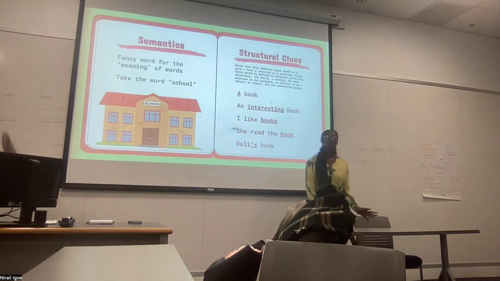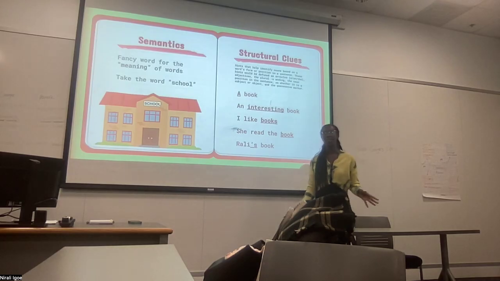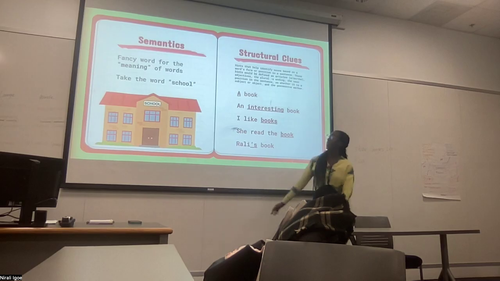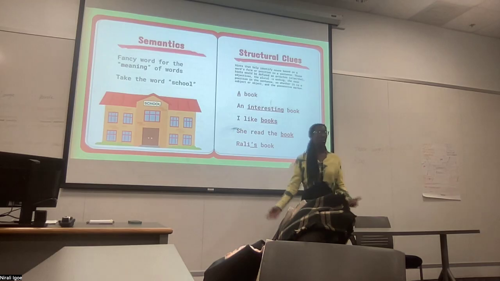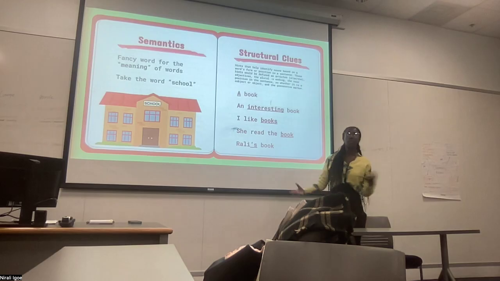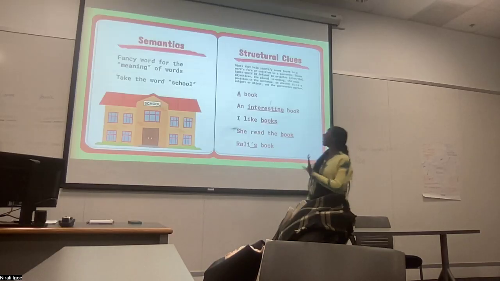Some ways that we can do so is through clues. There are three types of clues that we can use to identify nouns. The first one being semantics. Semantics is just a fancy word for meaning. So take the word school, we know that it means a place for children to learn. A noun is a place, so school is a noun, simple as that.